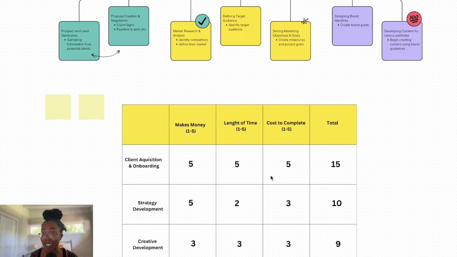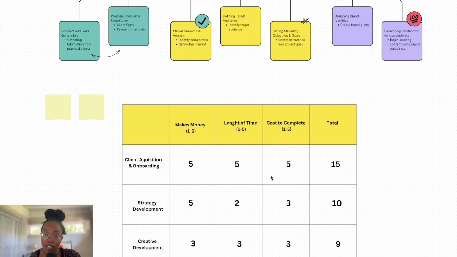And just taking my example in mind, my marketing agency, this is, for example, a client of mine that I'd be sitting down with and discussing, saying, hey, I really want you guys to think about, of these three parts of your business, which one makes the most money, which one takes the most time, and which one costs the most to complete. And then provide a number 1 to 5 for each one of those parts of the business.